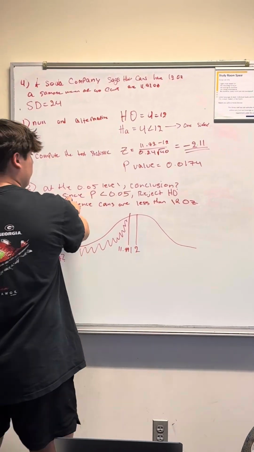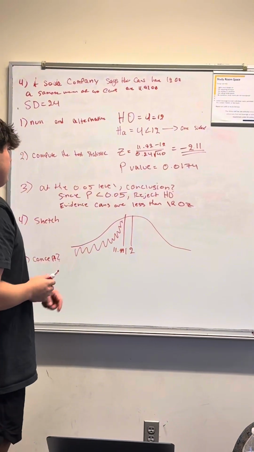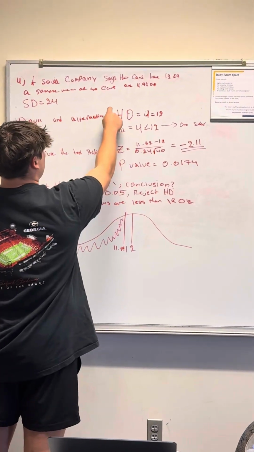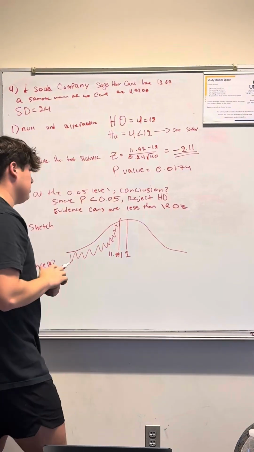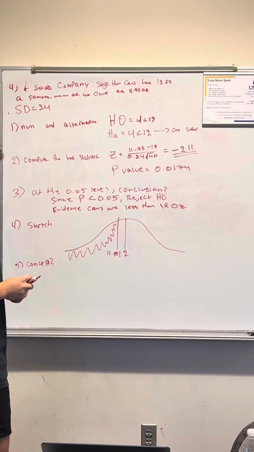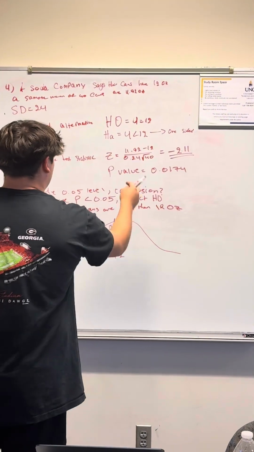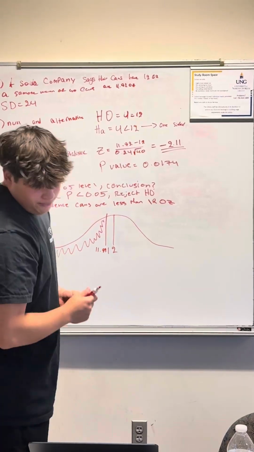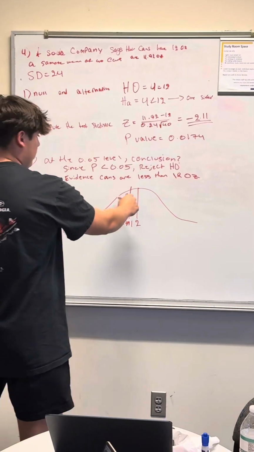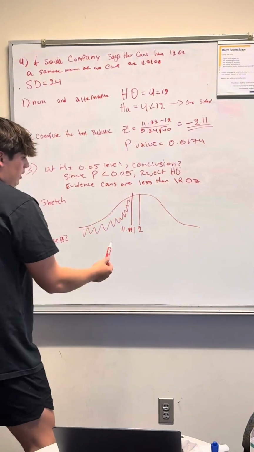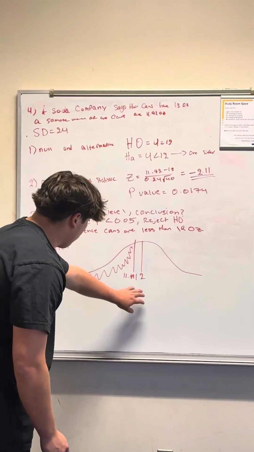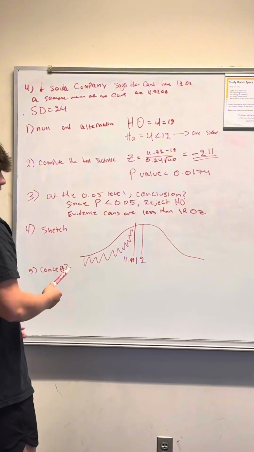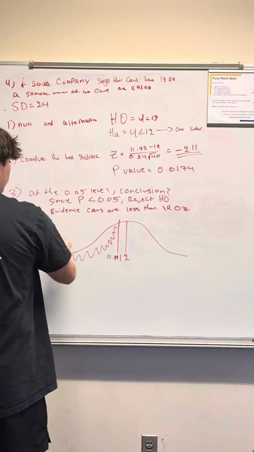And so our answer for this is, since p is less than 0.05, we reject the null hypothesis in favor of the alternative hypothesis. And this basically says that there is evidence that cans are less than 12 fluid ounces, right? And then for our sketch, we have a bell curve right here, 12 being the center, and then 11.92 on the left side, and we're going to highlight this left tail. And that basically just shows us the value of everything right here.